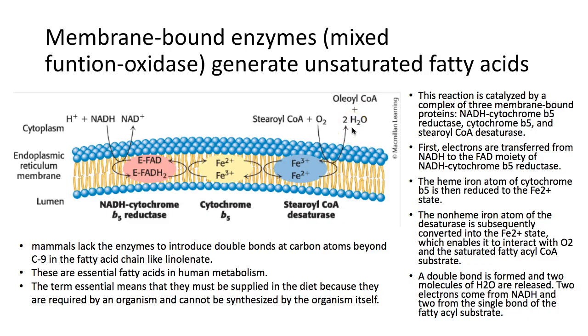The thing about the enzymes in our body is that we cannot produce a double bond any further out than the carbon 9 atom in the fatty acid chain. So how do we get the other unsaturated fatty acids that we need in our body? Those are called essential fatty acids, and we obtain them by being supplied in our diet because our body itself cannot synthesize them.